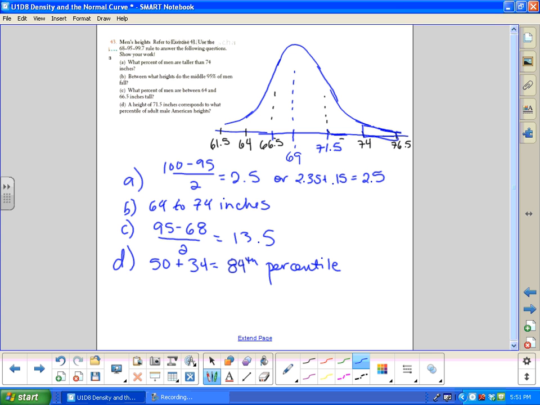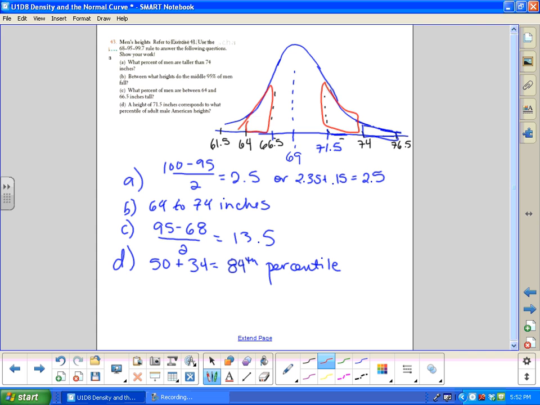Part C wants to know what percent of men are between 64 and 66.5. You could go read that off the other table, or you could take the 2 standard deviations, which is 95, subtract 1, that gives you the area for these two kind of wings right here. Divide that in half, and you get 13.5.